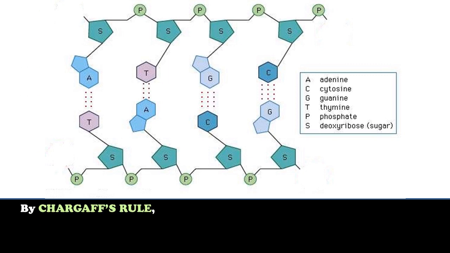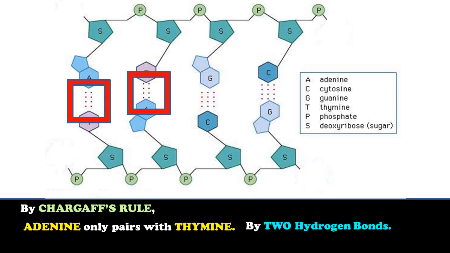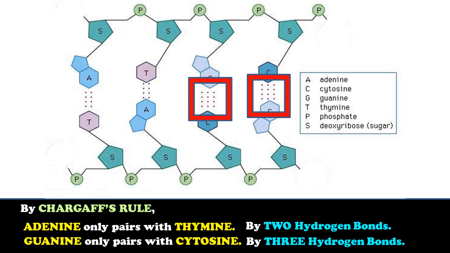What is Chargaff's rule? Chargaff's rule says that adenine will only pair up with thymine by 2 hydrogen bonds. Similarly, guanine will only pair up with cytosine with 3 hydrogen bonds.